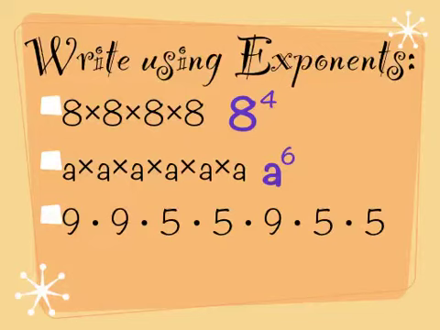Well, notice here I have 2 different factors, 9 and 5, so I'm going to have 2 different bases, 9 and 5. There's 3 9's that are being multiplied together, so that would be 9 to the 3rd. And then there's 4 5's being multiplied together, so that would be 5 to the 4th. So written using exponents, I would have 9 to the 3rd times 5 to the 4th.